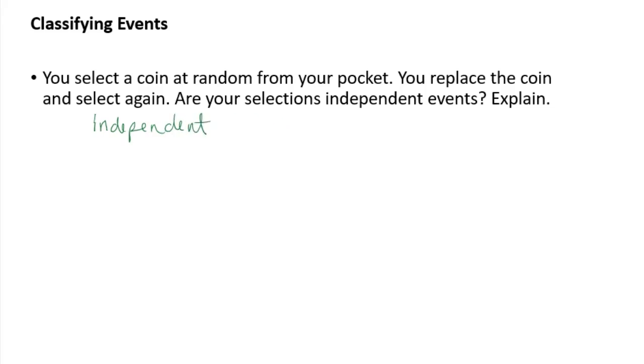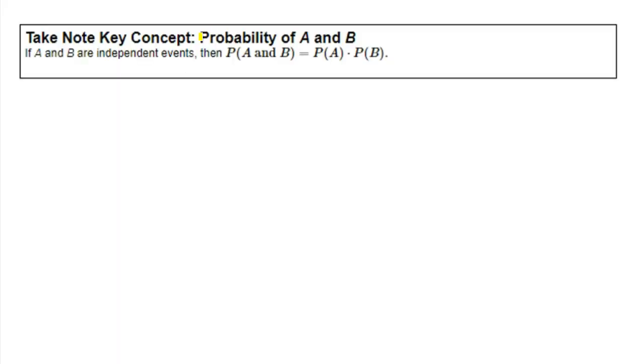Because if I pull a penny out of my pocket and put it back, because of the replacement, it is independent. I have the same amount of choices for my second coin that I'm going to pull out of my pocket. If I did not replace it, it would have been dependent. So take note, if we're talking about the probability of A and B occurring, what we're going to do is multiply the probability of A times the probability of B. So your AND implies that you're going to multiply your individual probabilities.